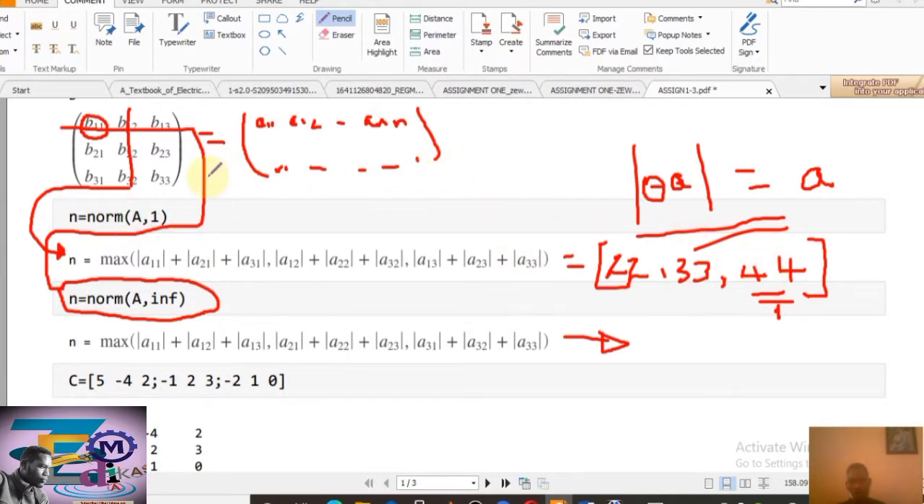As well as you will add up the row matrix. This is for the column case. If the row sums of the matrix are like this, 22, 33, and 44, you have to select the maximum. So this 44 will be the one norm or the infinity norm according to the summation value of the matrix.